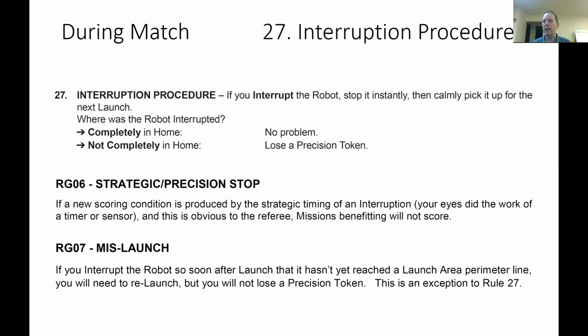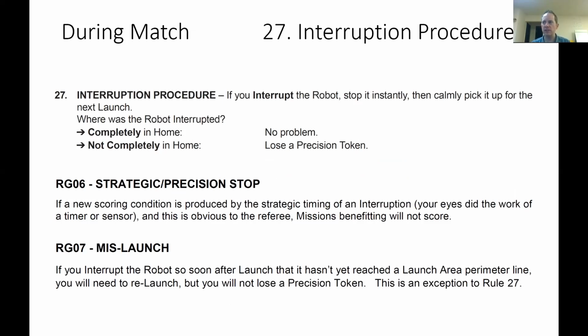So if you interrupt the robot, you stop it instantly and then calmly pick it up for the next launch. So where was the robot interrupted? If it was completely in home when you stopped it and picked it up for the next launch, then no problem. If it wasn't completely in home when you did that, you lose a precision token.